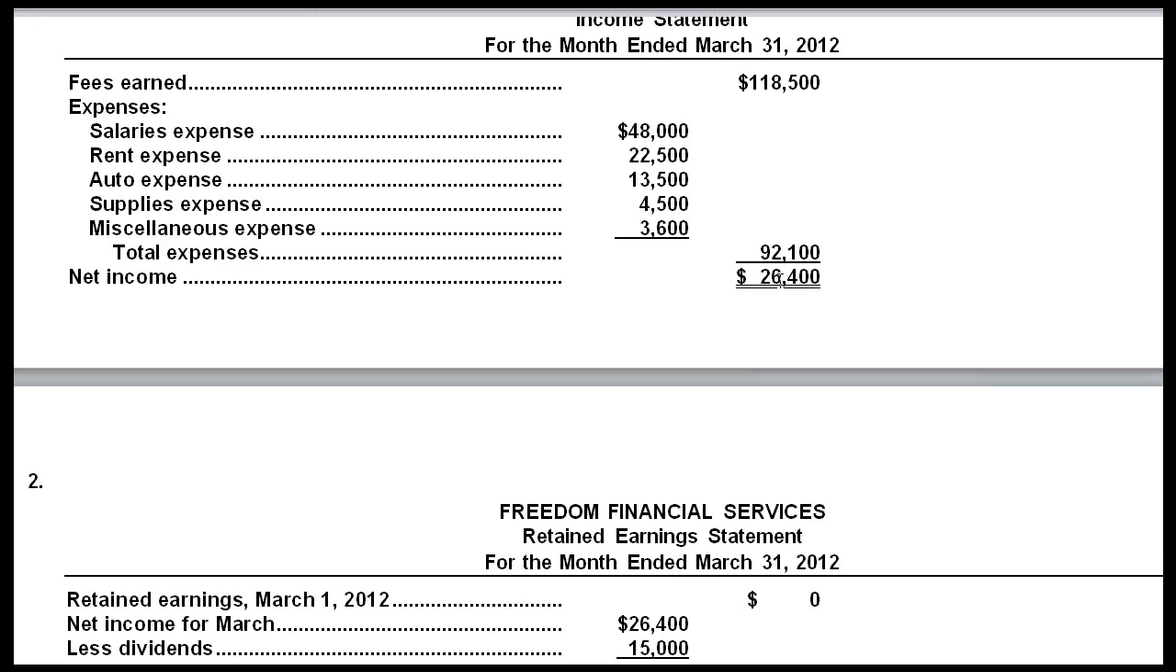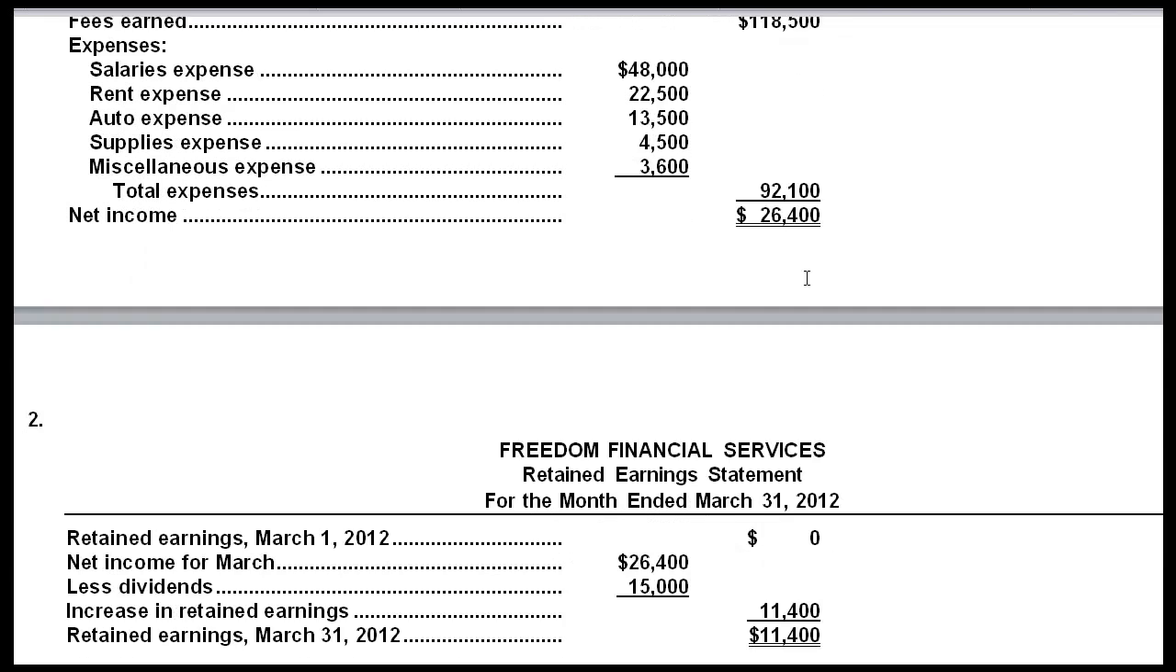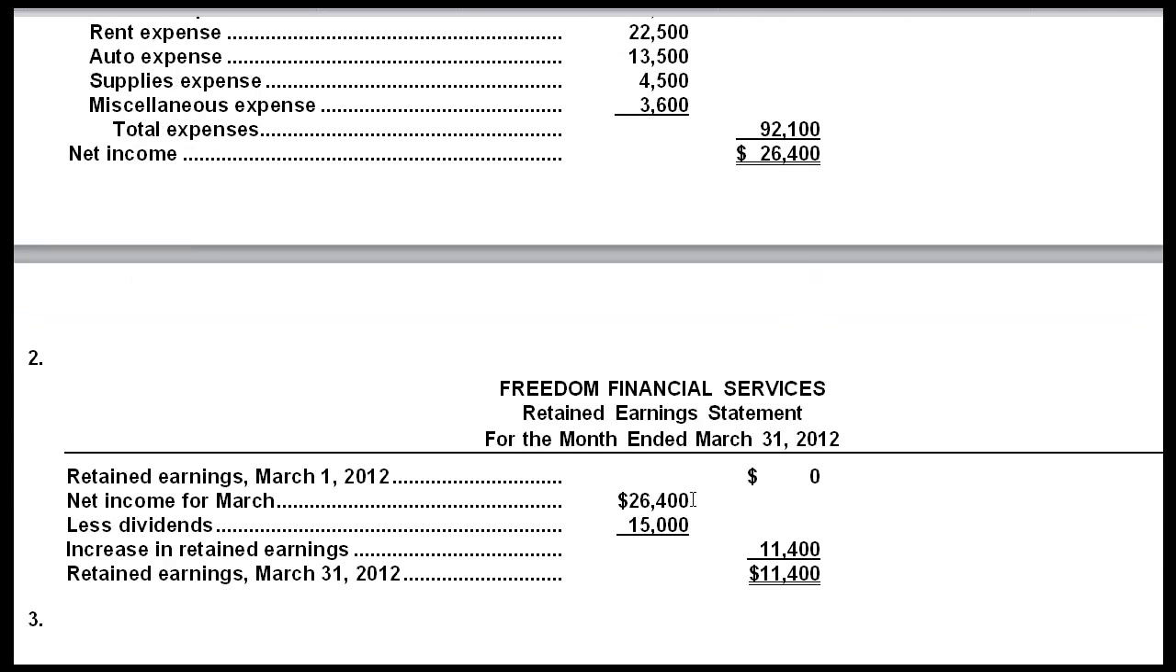Okay, so we're going to take this net income figure here, and we're going to come on down. We're going to plug it into the statement of retained earnings. Okay, so we started out, we're assuming that this is a new business. I think this was the first month of business. So we had no retained earnings to begin with. We added in our net income of $26,400. We paid dividends of $15,000, right? So we know that dividends reduce our equity.